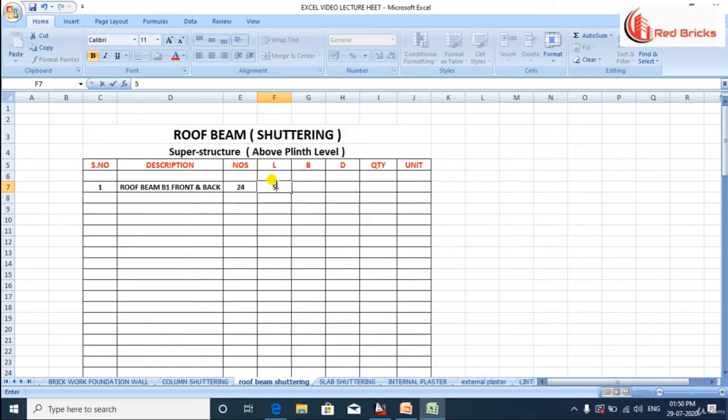Its length is 5694 mm and its depth is 762 mm excluding slab. We will find its quantity by multiplying its number, length and depth. Its unit is in millimeter square, and so we convert it to meter square by dividing it with 1000 square.